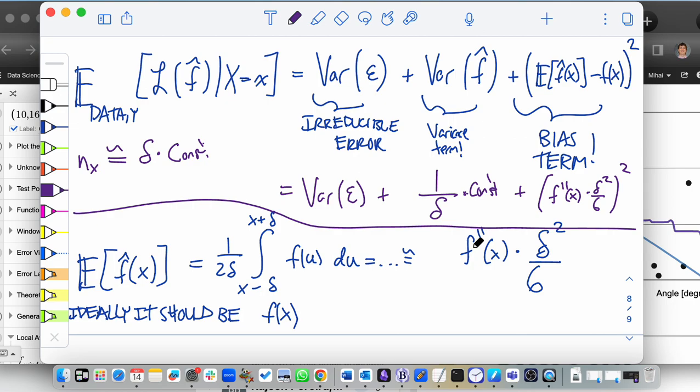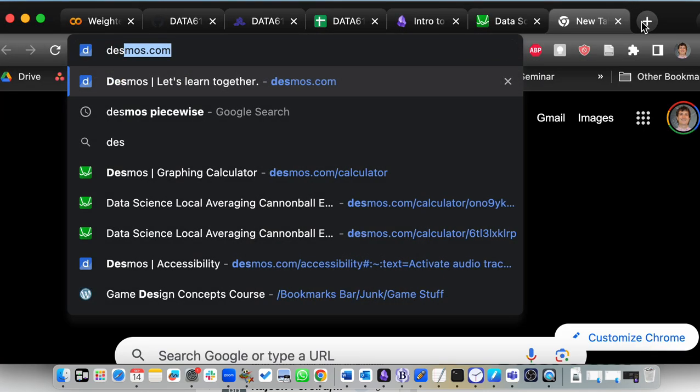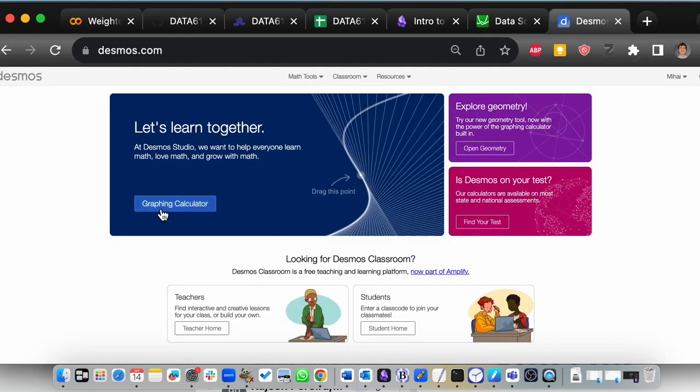It's the irreducible variance, plus a term that's like 1 over delta, and then there's another term that's like delta to the power 4. And this is really what is going on. It's the balance of these two terms that is causing this Goldilocks phenomenon to happen. So let's make a new Desmos and plot what this looks like.